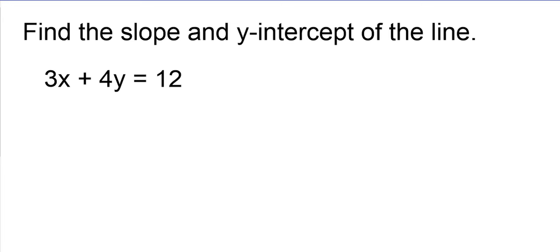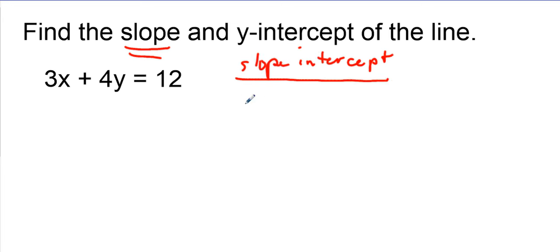First off, to find the slope and y-intercept, the key thing is I would probably find the slope first. Now, to find the slope first, one of the easiest ways to do it is to put it into point slope form or slope intercept form. Given the equation, slope intercept form would be the easiest. Slope intercept form is basically you're solving for y.